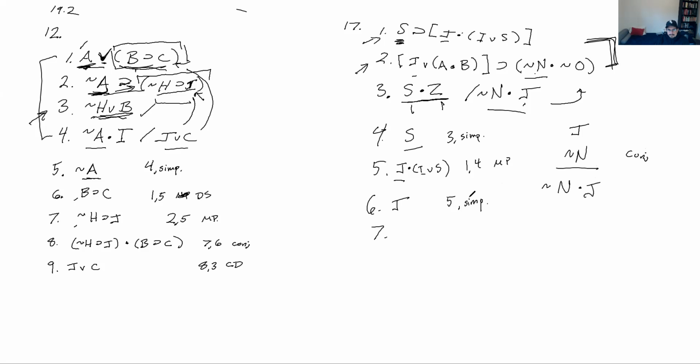All right. Now, I think here's the tricky part. How do I get not N and not O? In order to get this, I need to extract the consequent. And the way to extract the consequent is with modus ponens. But for modus ponens, I need J or not A and B. All right. Let me write this out here.